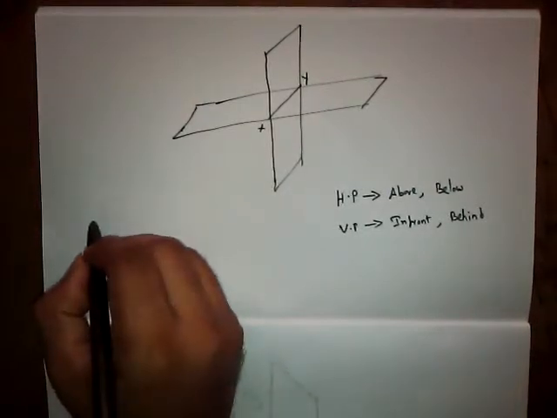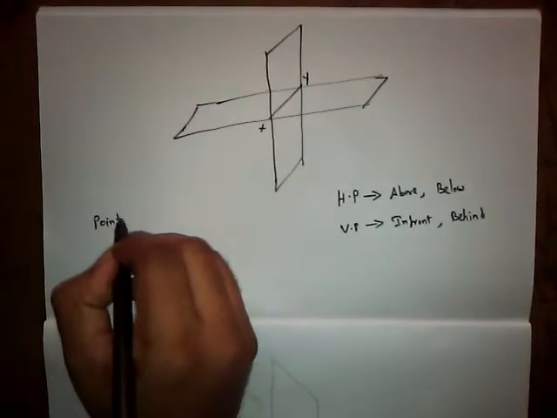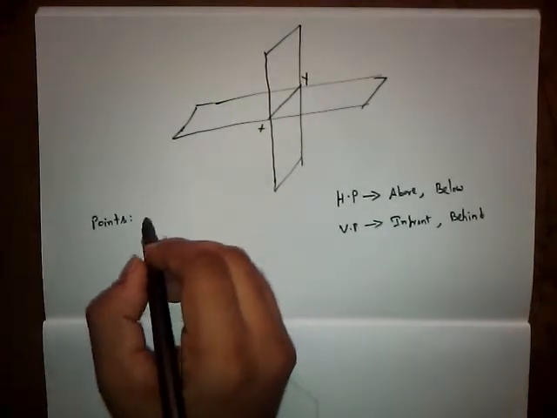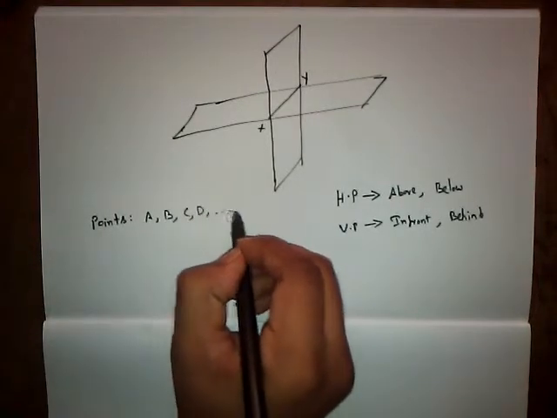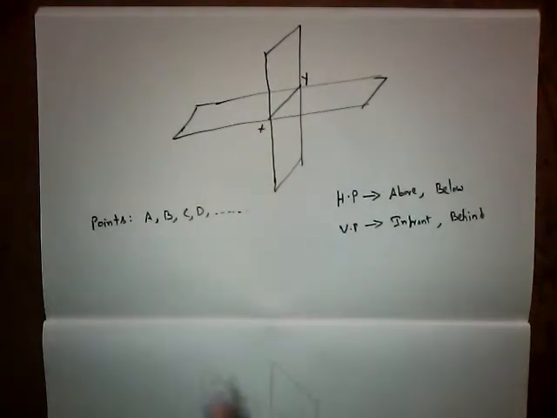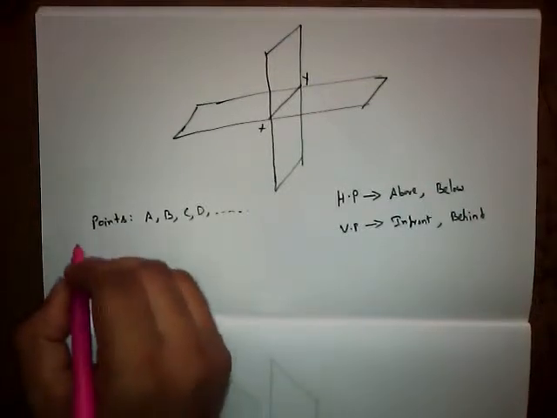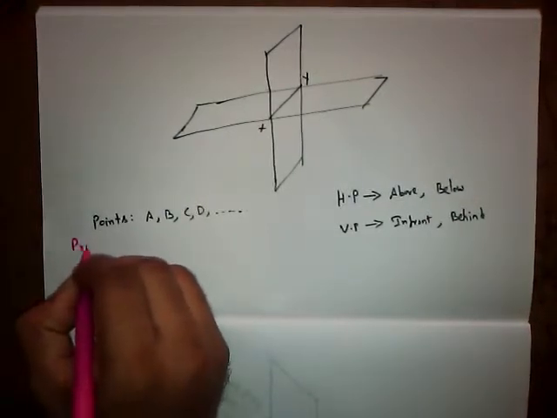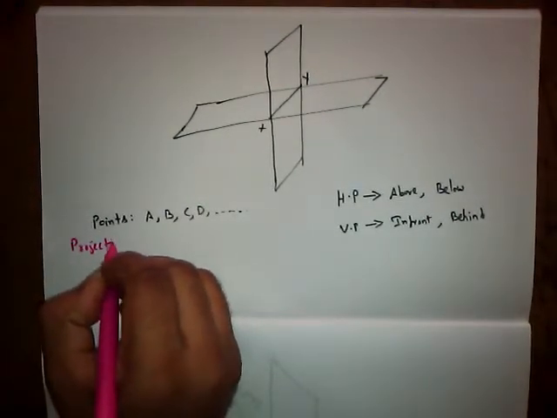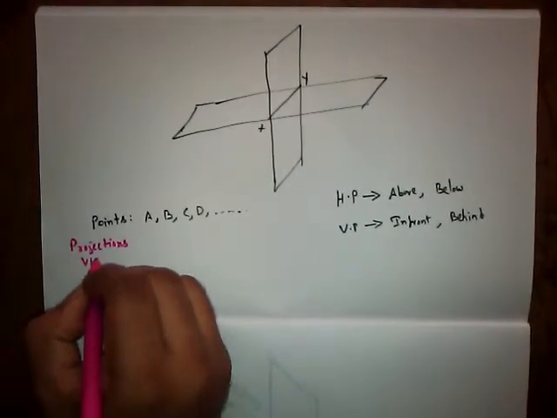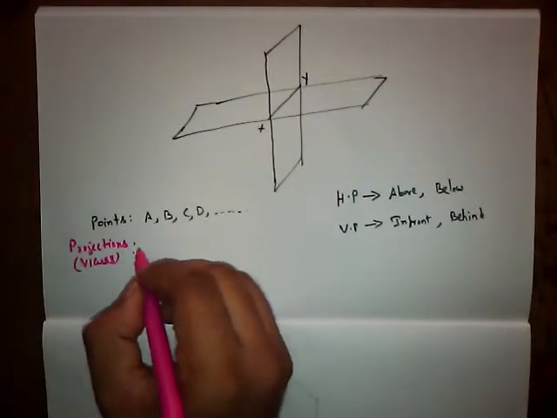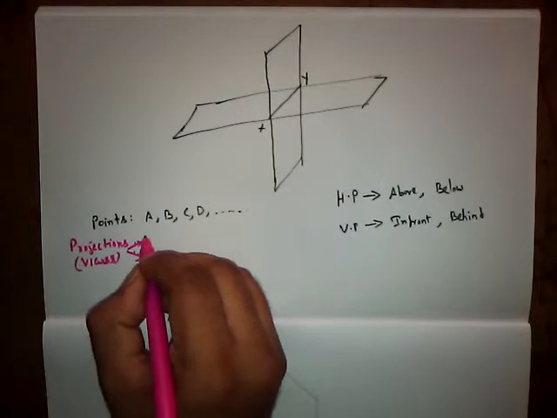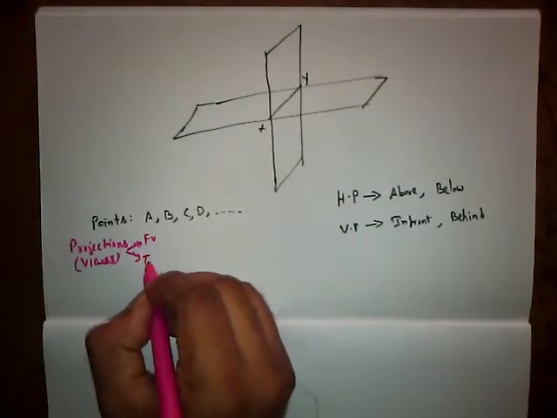Okay, we are going to project points. The names of the points are going to be like capital A, capital B, capital C, capital D, and so on. Okay, so the points are going to be designated in capital letters, and the points are going to have certain projections, which are also known as views. So there are two important projections. One is the front view and the other one is the top view.